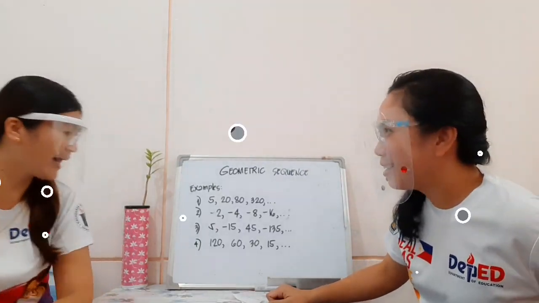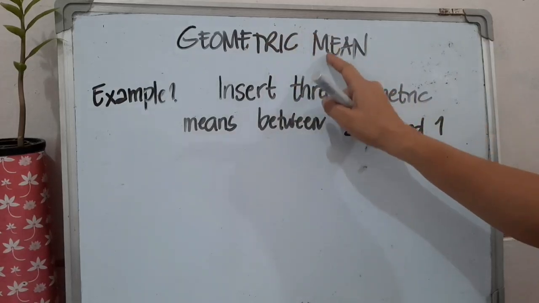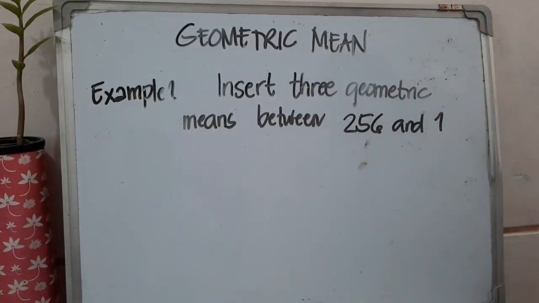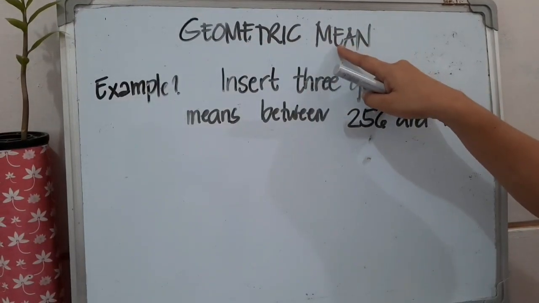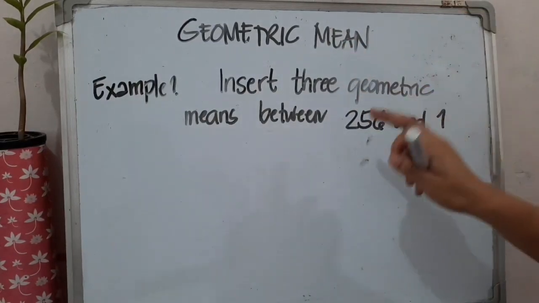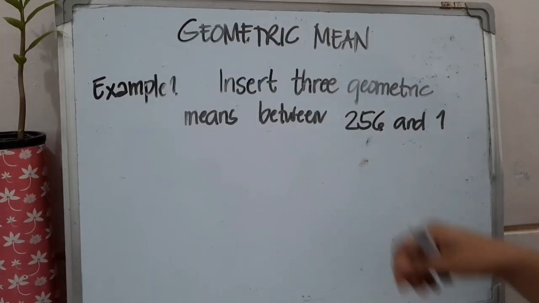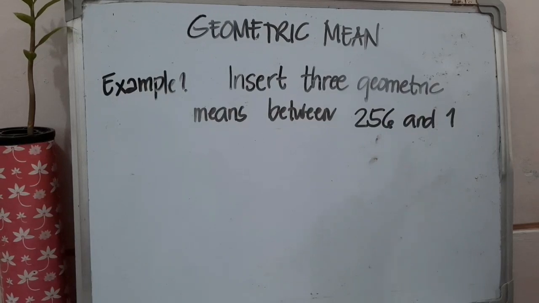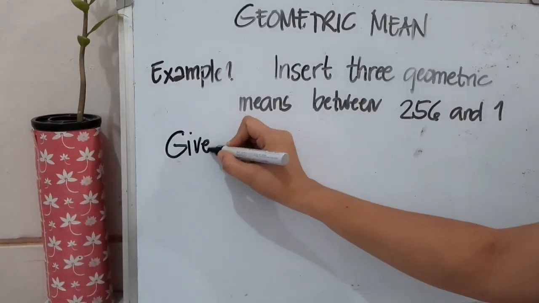Yes. Okay, let's begin. So we have now geometric mean. What is again geometric mean? The same with what we did in arithmetic mean in our previous topic. Geometric means are the term or terms inserted between the first and the last term. So that's what we talk about geometric mean. So how do we solve this kind of problem? The same with what we did in our previous example, we have to identify our given.